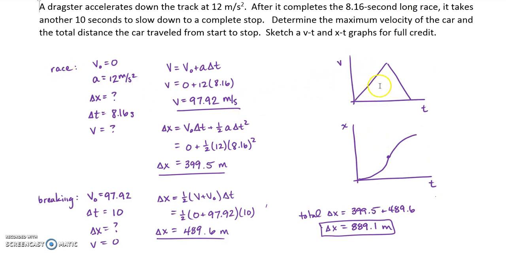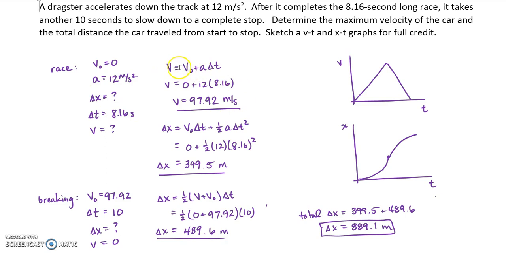Now, I didn't use my graphs. You could have used the VT graph to help solve some of these problems, but I just used straight up kinematics. So I listed all my information for the race. I knew my initial velocity was 0. I knew the acceleration was 12. I knew the time interval was 8.16 seconds. And I was looking for not only how far it went, but the max speed.